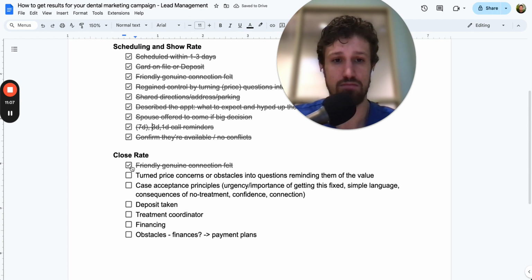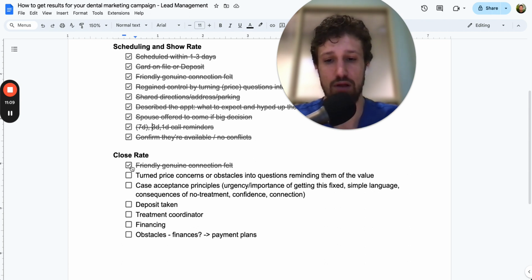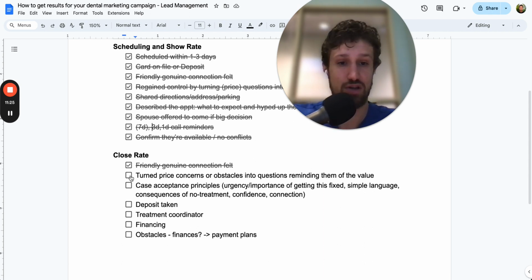They just feel connected, right? They feel like they know, like, and trust the office, and it's not a weird thing where they don't even feel a good connection with the practice. Very simple. Again, we've turned price concerns or obstacles or questions into questions about their situation and just getting a feel for them and how this is really going to help.